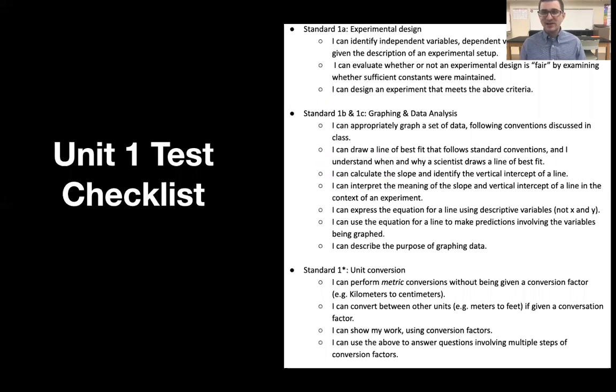So last but not least, here's the test checklist. This is a checklist that's a bunch of I can statements. I can, I can, I can. So if you read that statement and you agree with it, you say, yes, I can do that. You can put a check next to it. If you read the statement and you're feeling shaky about it, circle it, star it, highlight it.